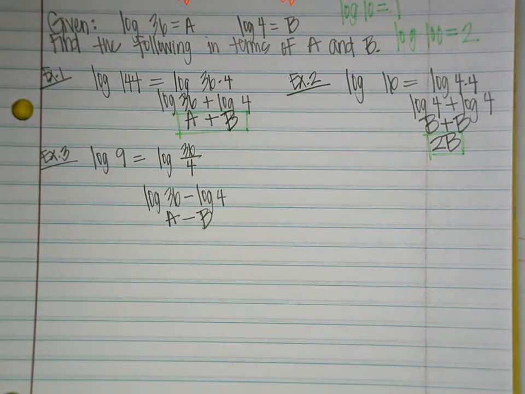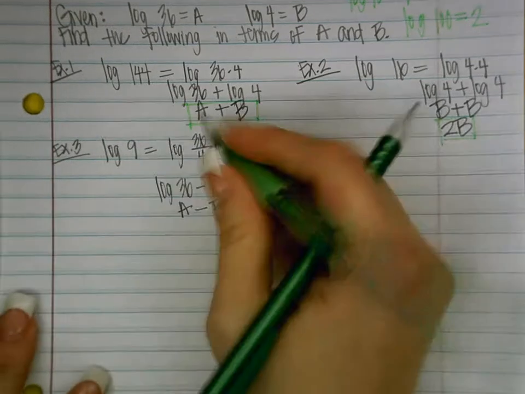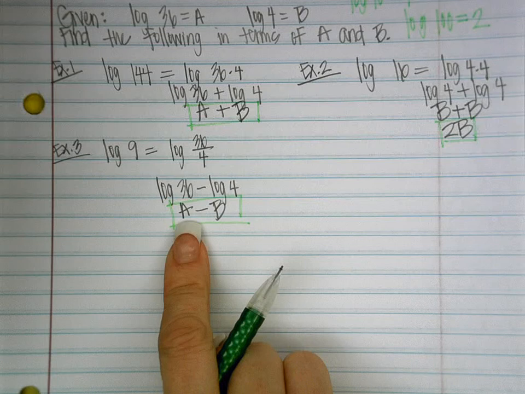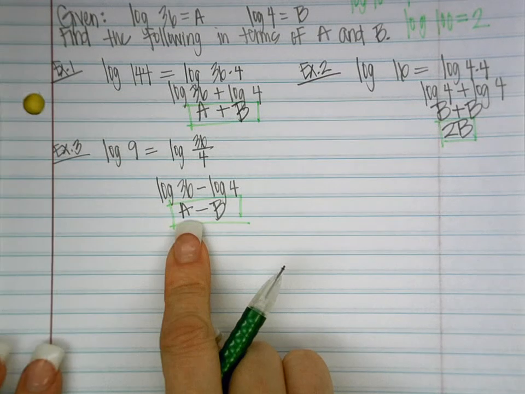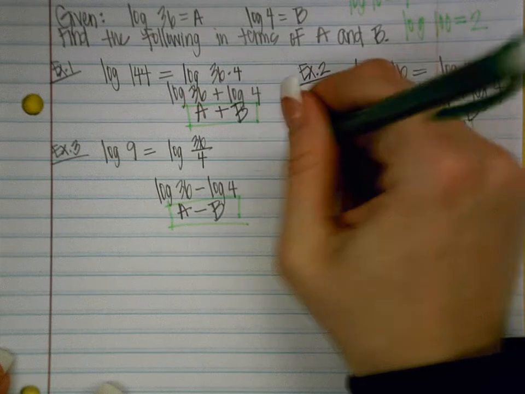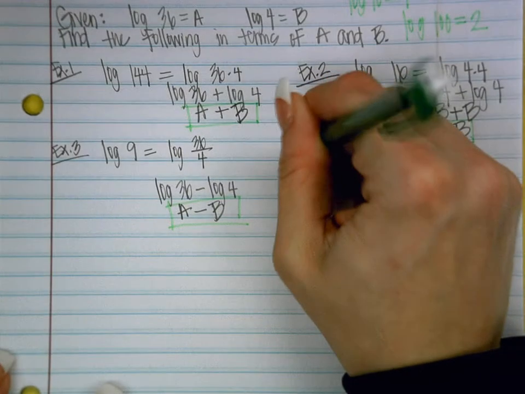You're just substituting. Now, make sure on these ones that you're substituting in the correct letter. It's not always going to be A minus B. It could be B minus A. So just make sure you're substituting the correct letter in for what you have. Okay? Try another one, for number 4.